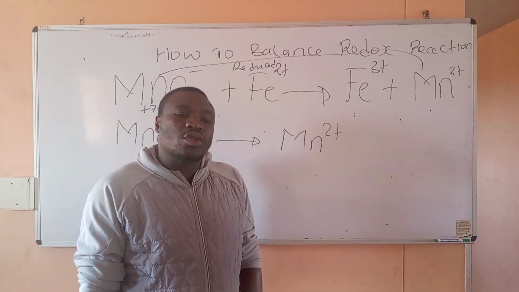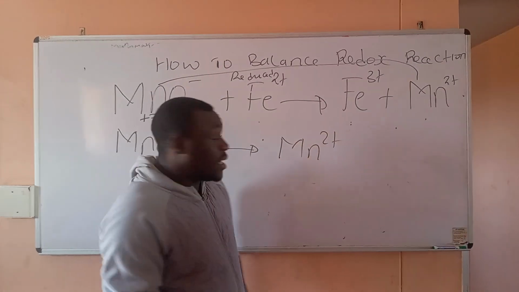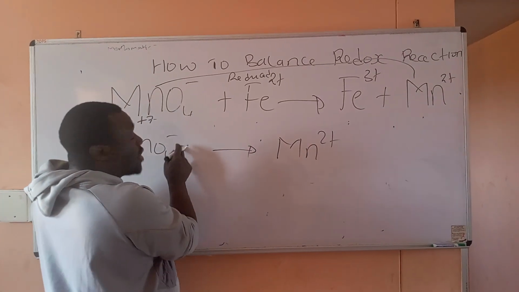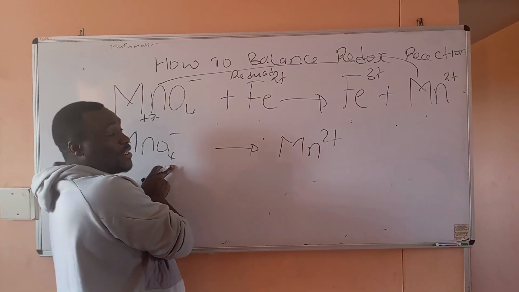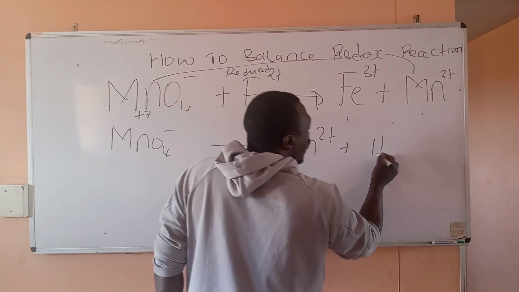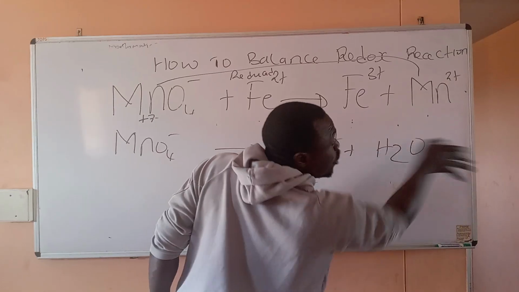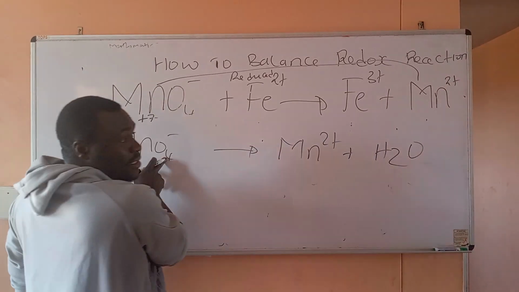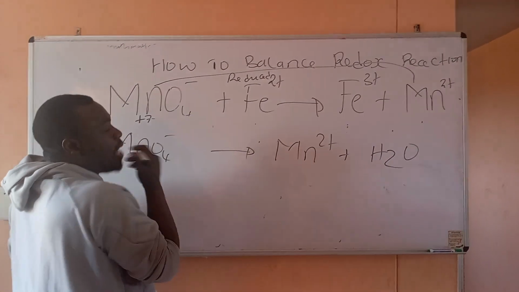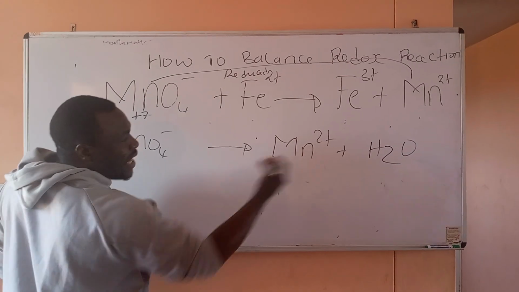I said we balance oxygen using water. So you can't add water on the side that already has oxygen. So it is plus water, because I want to introduce oxygen to this side so that it can be balanced. Now let's look at this again. So let's balance our oxygen now.